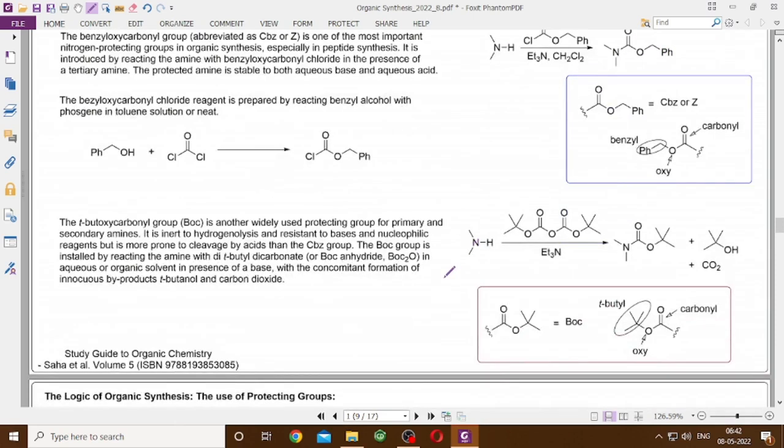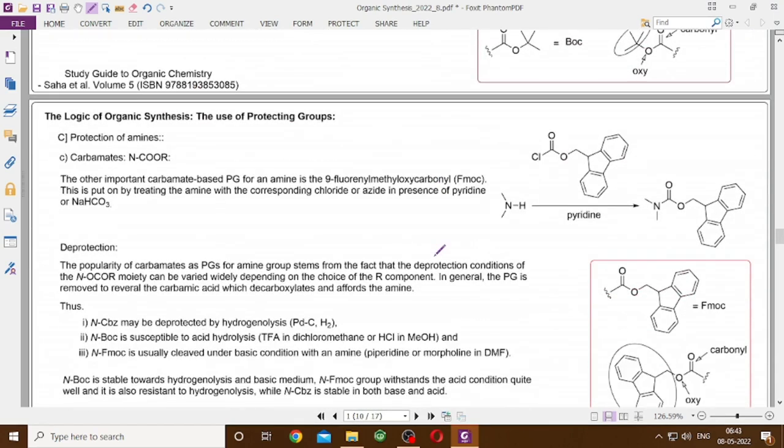The second carbamate of our series is the tertiary butyloxycarbonyl or tertiary butoxycarbonyl, sometimes known as TBOC, but also known as BOC. That is another fairly widely used protecting group for primary and secondary amines. This is resistant to hydrogenolysis, and it also resists bases or nucleophilic reagents. However, being a tertiary butyl ester, it is cleaved under acidic conditions. The BOC protecting group is installed when you react the amine with the corresponding tertiary butyl dicarbonate, BOC anhydride, BOC2O, in aqueous or organic solvent in the presence of a base, and you also have the formation of tertiary butanol and carbon dioxide in this reaction medium.